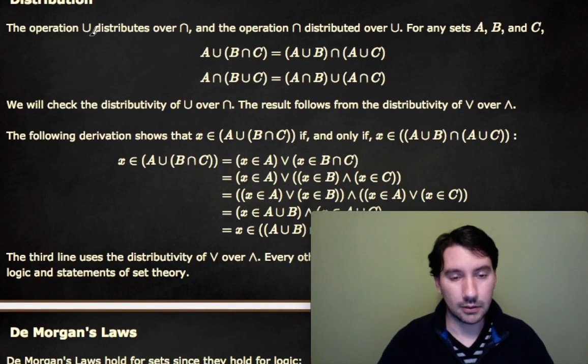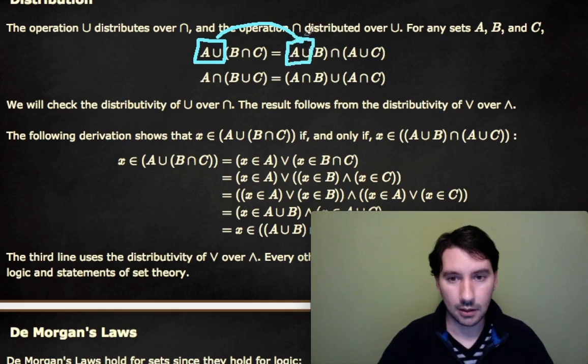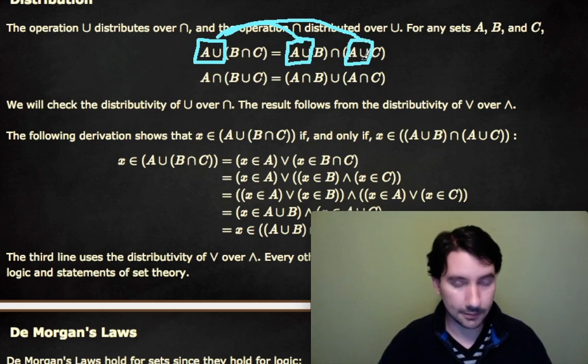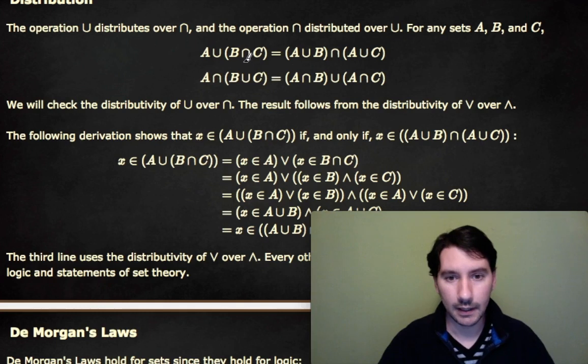So the union distributes over the intersection, and the intersection distributes over the union. In other words, if we have sets A, B, and C, then A union, the set B intersects C, so with A union on the outside, this will distribute to the inside. A union B intersects A union C. So we take this A union and put it inside both parentheses. And then the intersection comes onto the outside.